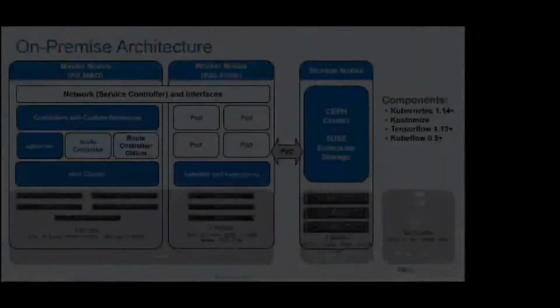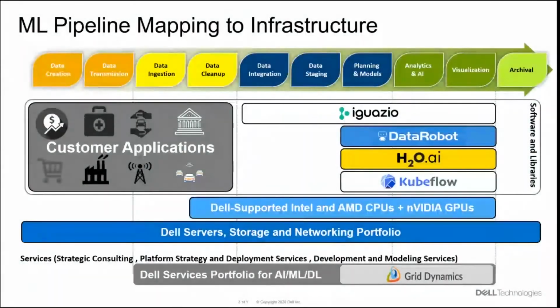So in terms of machine learning pipeline itself or process, it's quite often termed as machine learning pipeline. You see the data creation all the way to archival. Data creation through data transmission, all that data is generated using your own applications. If you are, for example, in a financial industry, you could be having an enterprise application running fraudulent detection of a credit card.